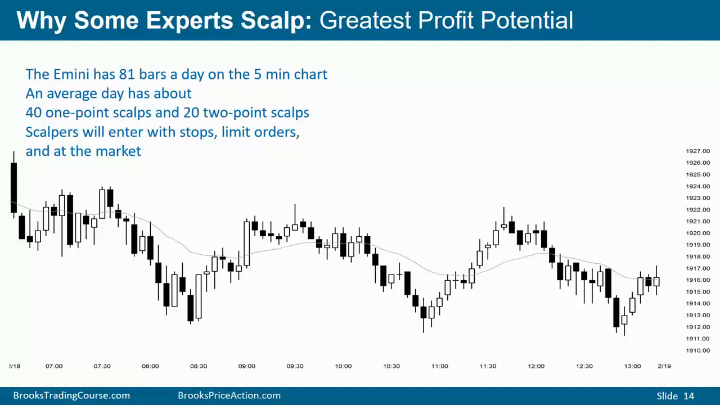This is a 5-minute chart of the E-mini. The day session has 81 bars, and an average day has about 40 1-point scalps and about 20 2-point scalps. Scalpers will enter with stop orders, limit orders, at the market. They'll use wide stops. They'll scale in. An incredible number of opportunities to make money. These are all reasonable scalps. I'll talk about the basis for most of these trades at some point over the next many videos.